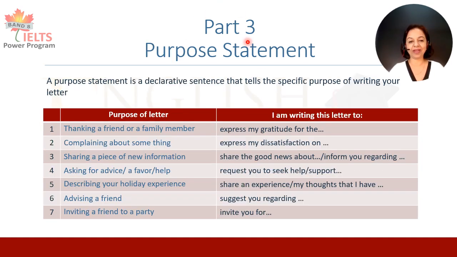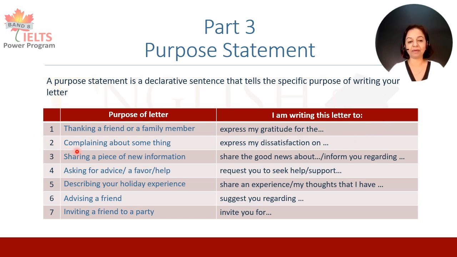Part 3 is the purpose statement. A purpose statement is a declarative sentence that tells the specific purpose of writing your letter. If you're writing a letter, what is the purpose of writing it? This comes at the third part of your letter, which is the last part of the opening. Let's say you have to write a letter thanking a friend or a family member. You will write your sentence as, I'm writing this letter to express my gratitude for. Whatever you are thanking the person for, you will complete that sentence.